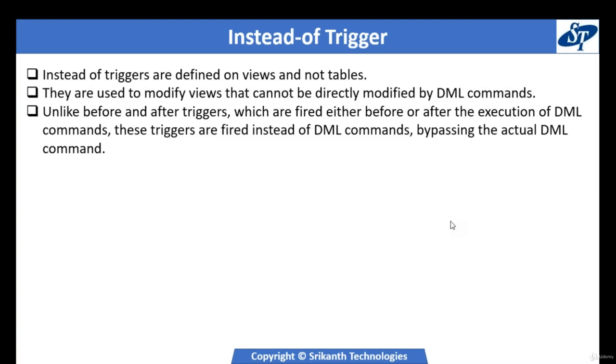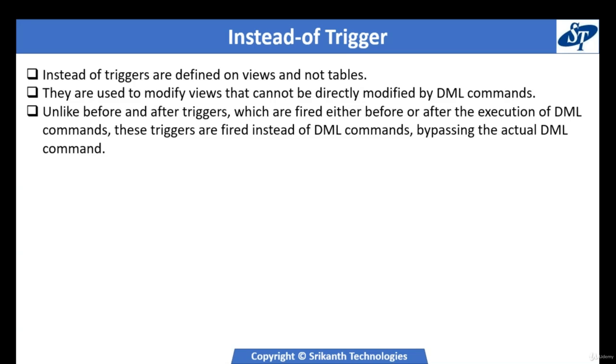Now, let us start with a different kind of trigger called instead of trigger. A before trigger is executed before the DML command is executed. After trigger is executed after the DML command is completed. But instead of trigger is used to execute some commands instead of the actual command. That means it does not execute the given DML command. Instead of the actual DML command, it executes the trigger.